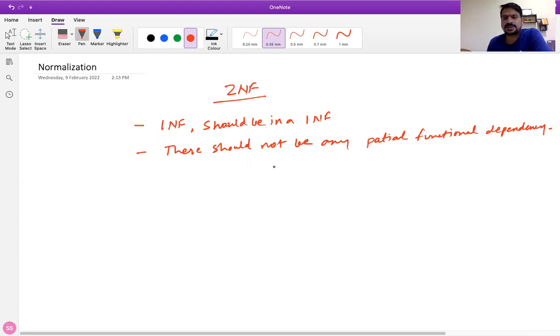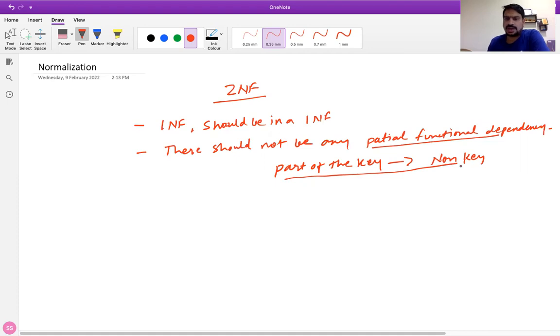What is the meaning of partial functional dependency? It means that if part of the key is determining some non-key, then it is a partial functional dependency. So that thing we do not want in our relation, that any part of the key is determining some non-key. If we are getting it, it means that it is not in the second normal form. Okay.